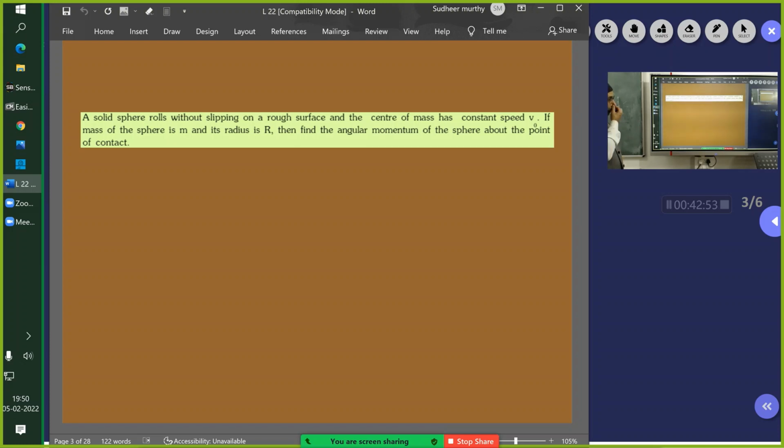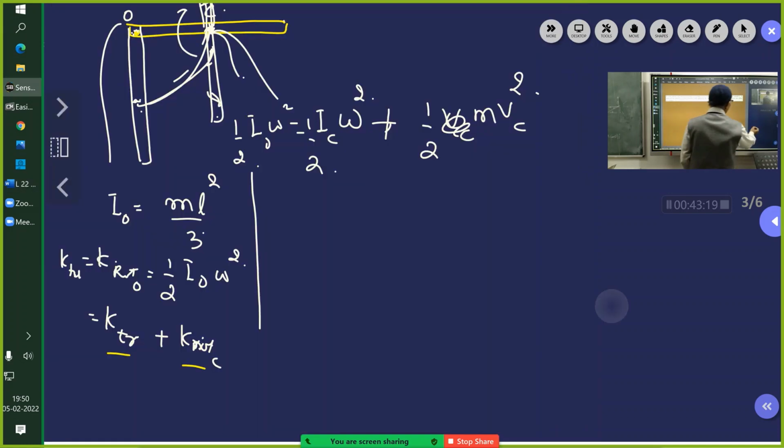So the moment of inertia about the center is 2/5 mR squared, plus mR squared. And omega is given by V0 = omega into R, so omega can be written as V0 by R. I hope all of you understood what I told.